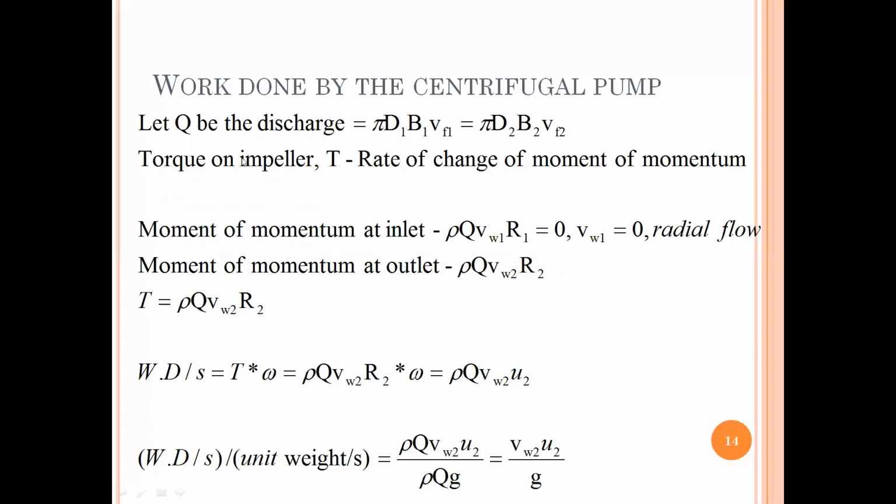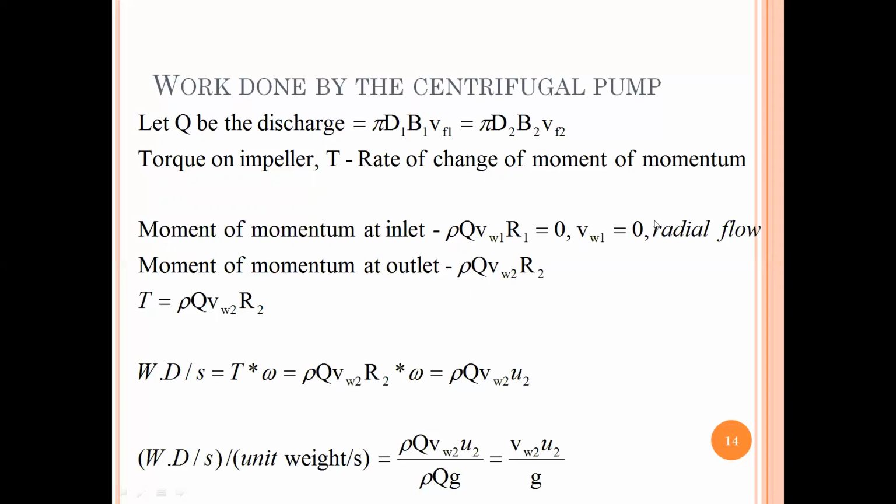Now torque, I defined as rate of change of momentum. I'll be calculating at inlet. Your rate of change of momentum at inlet is the same terms, rho Q V into R. Here V is the velocity of whirl, because your whirl causes the twisting action. So I'm using only the velocity of whirl, VW1 into R1. Now, if you saw the velocity triangle, your VW1 was 0.